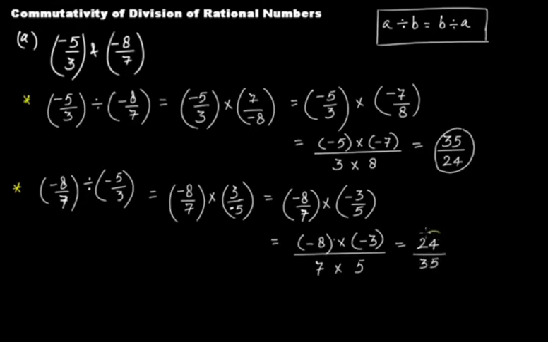So in this case we are getting 24 over 35, and here we have got 35 over 24. Clearly these two are actually not equal. So this condition doesn't get satisfied.